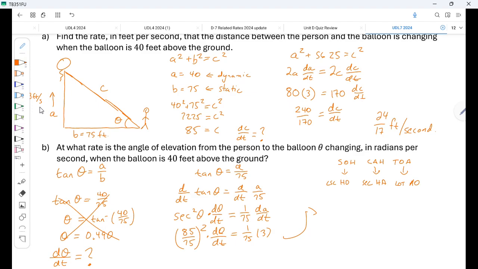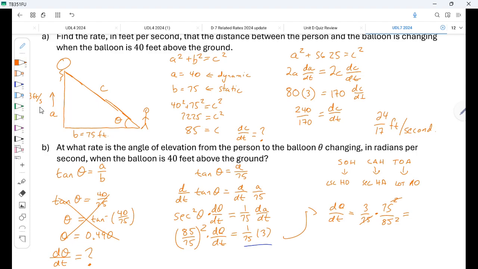We need d theta dt. So we have, on our left side, 3 over 75. Actually, wait, let me just write d theta dt equals 3 over 75. And we need to multiply that by the reciprocal of the other side, which would be 75 squared over 85 squared. We'll get rid of one of those 75s, and we will have our answer.